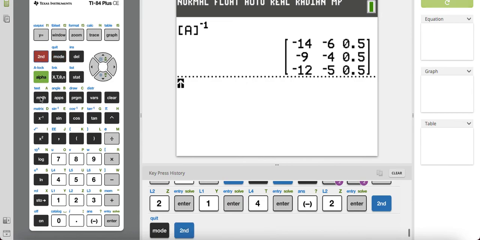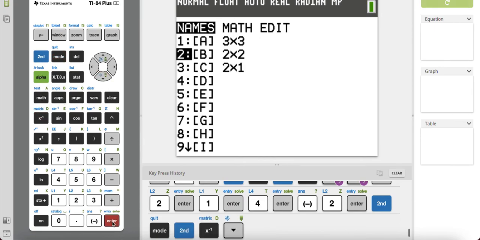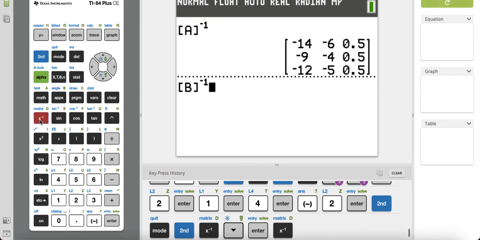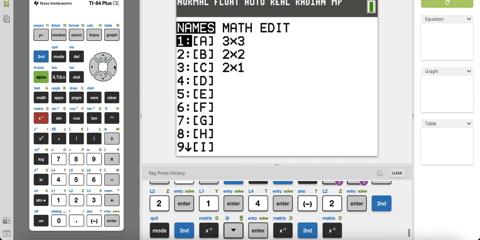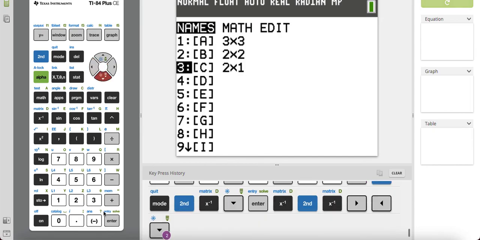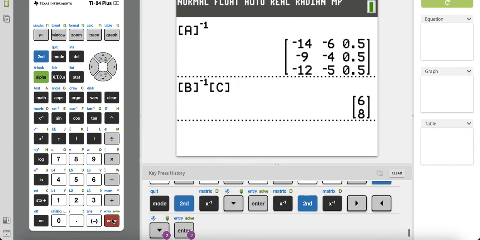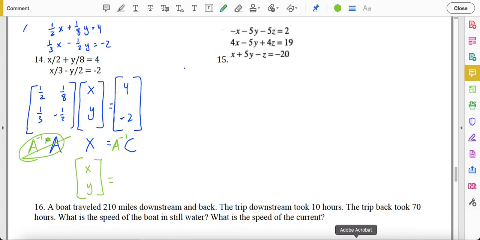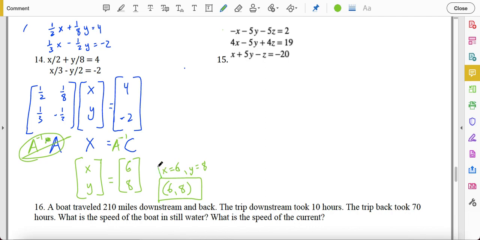So I have second matrix. I want B inverse, so I hit the B and then I hit inverse. And then I have second matrix again, and I want to do times this matrix C, which is our constant. And I get 6, 8. So 6, 8 is our solution. So we can say x equals 6 and y equals 8, or we can say 6, 8 as an ordered pair for our solution. Either one of those is a good way to express our solution.